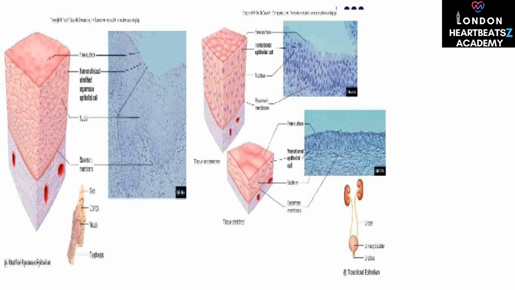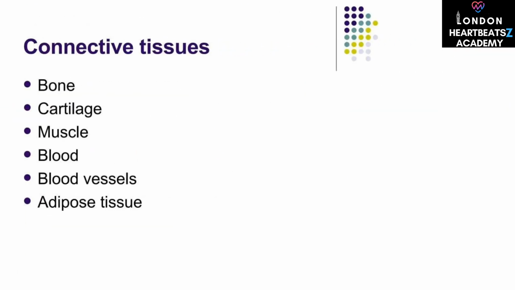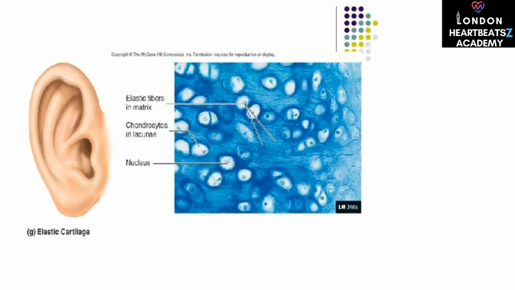The image here illustrates different types of stratified epithelium, including stratified squamous epithelium, a protective layer in areas like the skin. This diagram further details stratified cuboidal epithelium and transitional epithelium, which is highly distensible, lining organs such as the urinary bladder. Connective tissue is the most abundant tissue in the body.